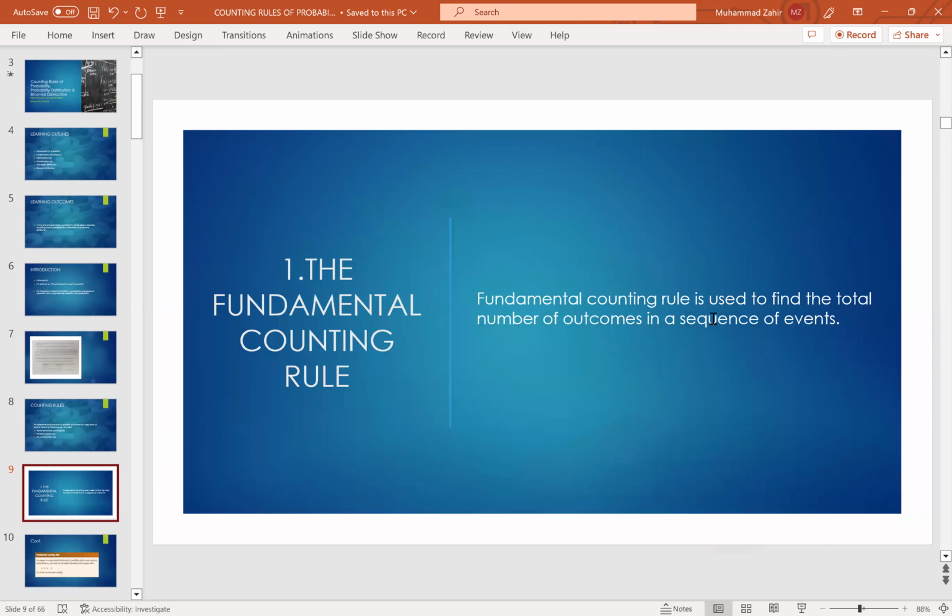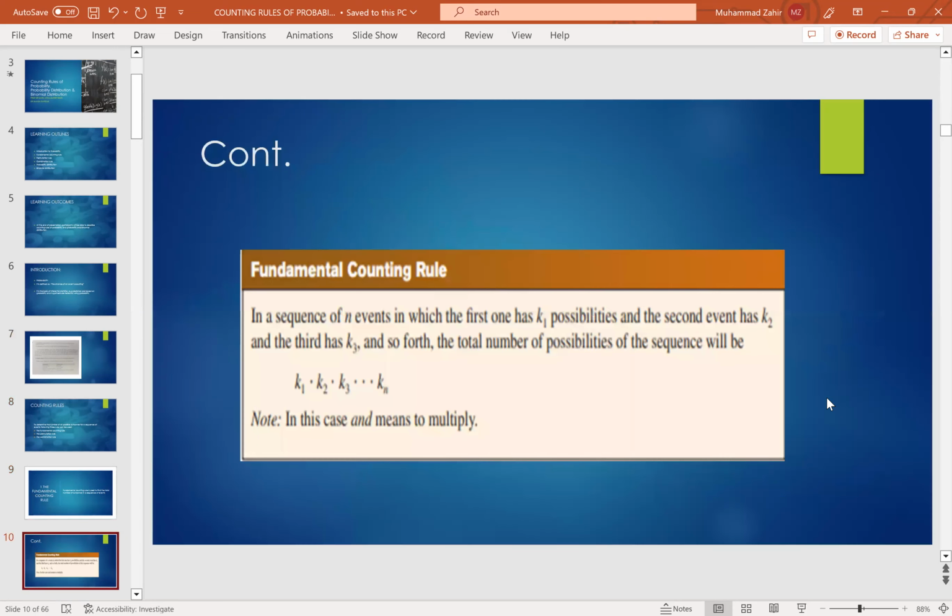The fundamental counting rule is used to find the total number of outcomes in a sequence of events. In a sequence of n events in which the first one has k1 possibilities, the second event has k2, the third has k3, and so forth, the total number of possibilities of the sequence will be k1 times k2 times k3 times and so on up to kn. Note that in this case, "and" means to multiply. This is a very important point to note. Here we multiply.